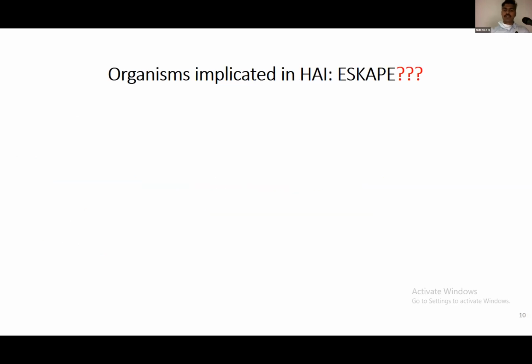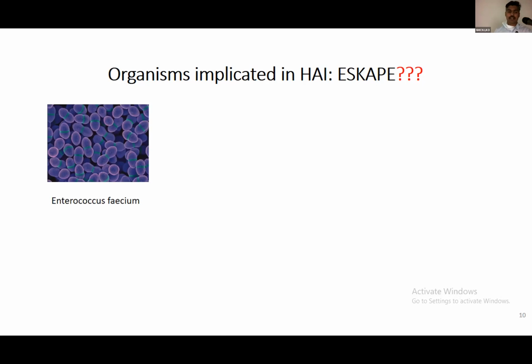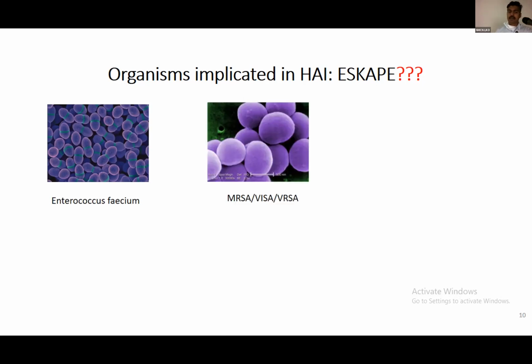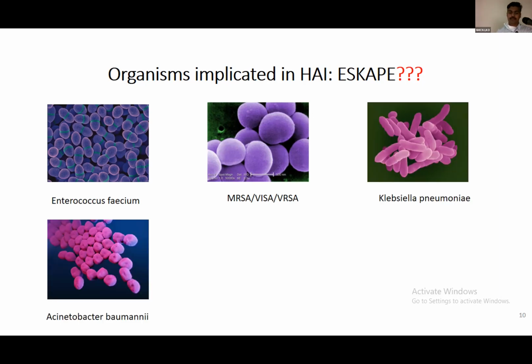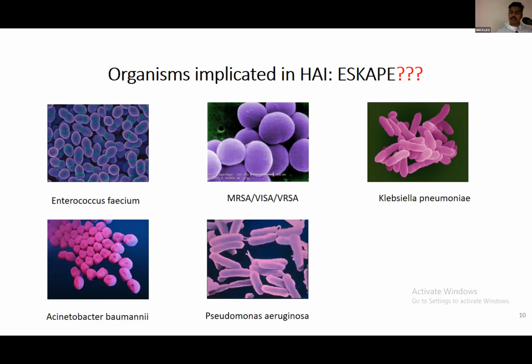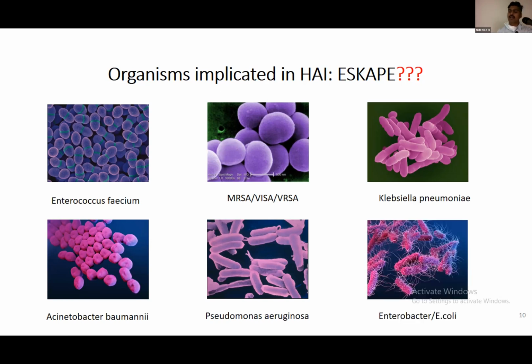Now, what are the organisms implicated in hospital-acquired infection? They are the ESCAPE pathogens. Can anybody tell what the ESCAPE pathogens are? They are Enterococcus faecium, MRSA (Staph aureus basically), Klebsiella pneumoniae, Acinetobacter baumannii, Pseudomonas aeruginosa, and Enterobacter or E. coli. Now, the term Enterobacteriaceae is obsolete. Enterobacterales is the terminology labeled by CDC for broad use.